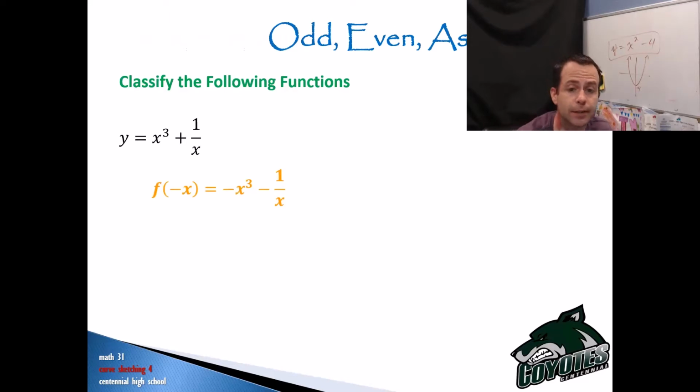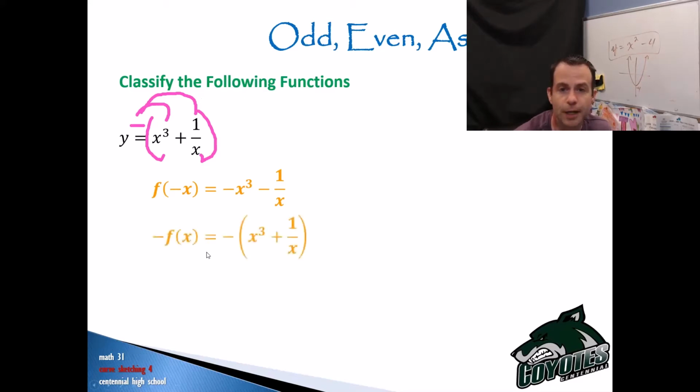So now to see if it's odd, I'm going to figure out negative f of x. Well, negative f of x would be that right there. That would give me negative x cubed minus 1 over x, which is the exact same as f of negative x. Okay, and so the function's odd, just like my mama told me I was. So negative f of x is negative bracket x cubed plus 1 over x. The function is odd. f of negative x is the same as negative f of x.